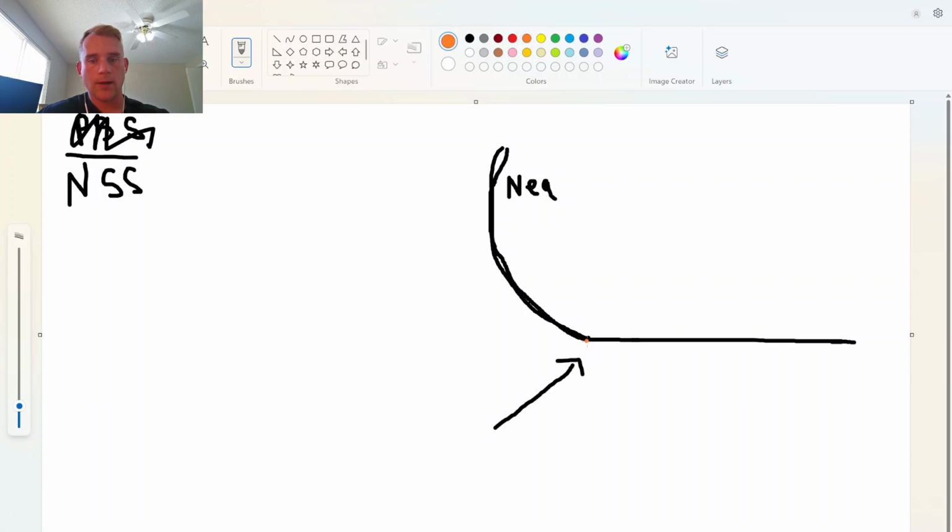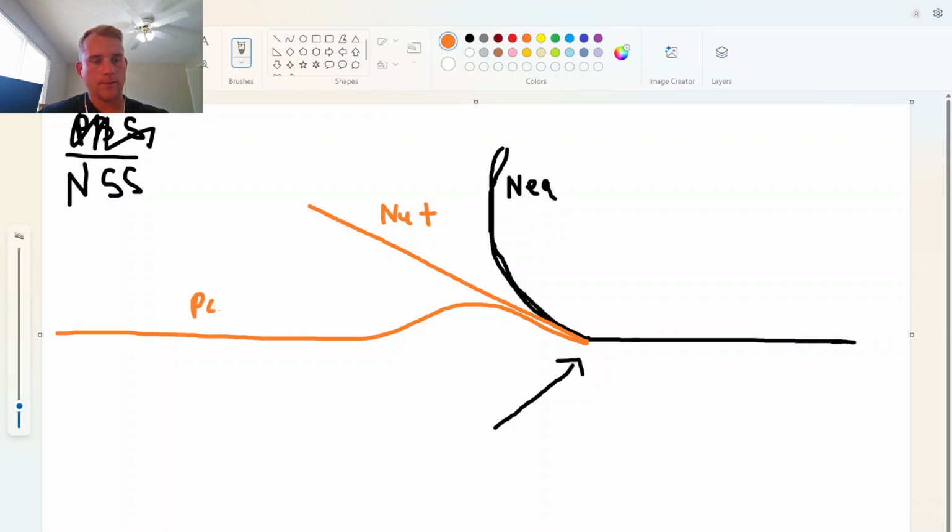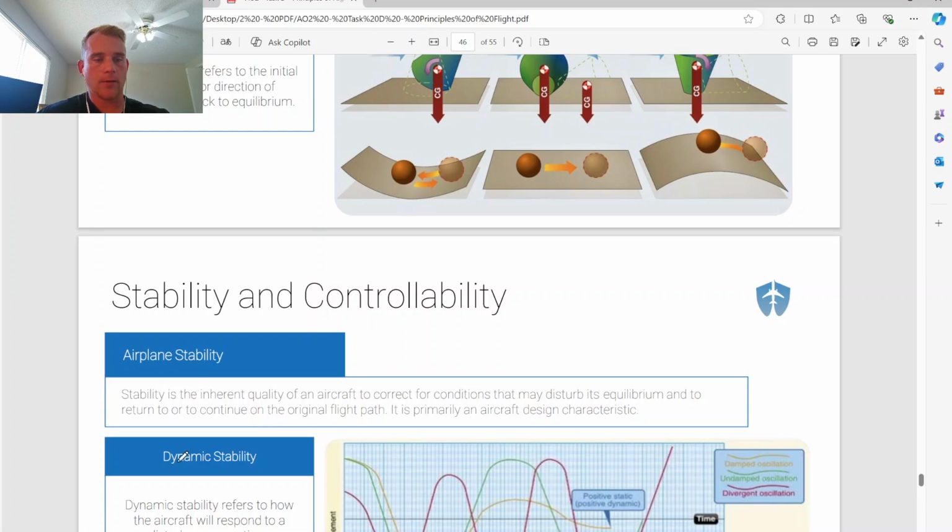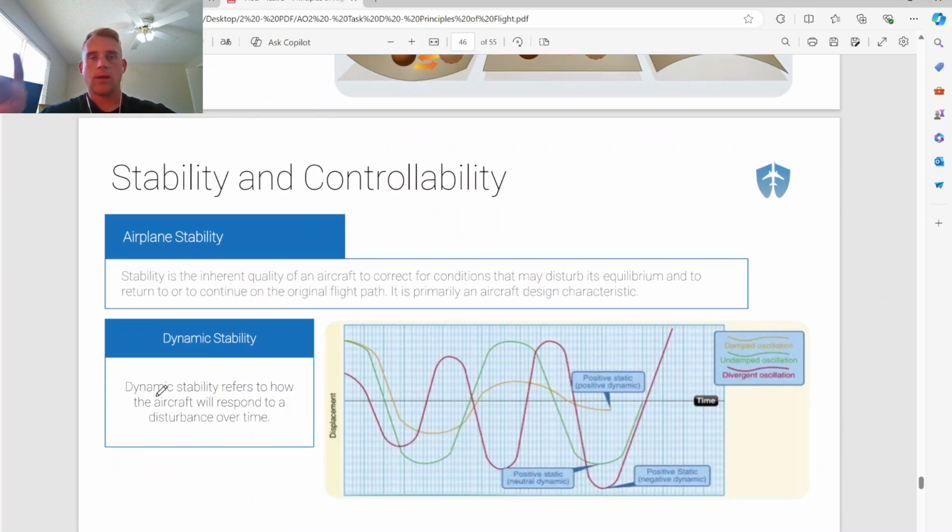This right here is neutral static stability. Once it encounters a gust, it maintains that trajectory, and this, let's do blue, would be positive static, back on its course. Okay, positive. Negative, neutral, positive.